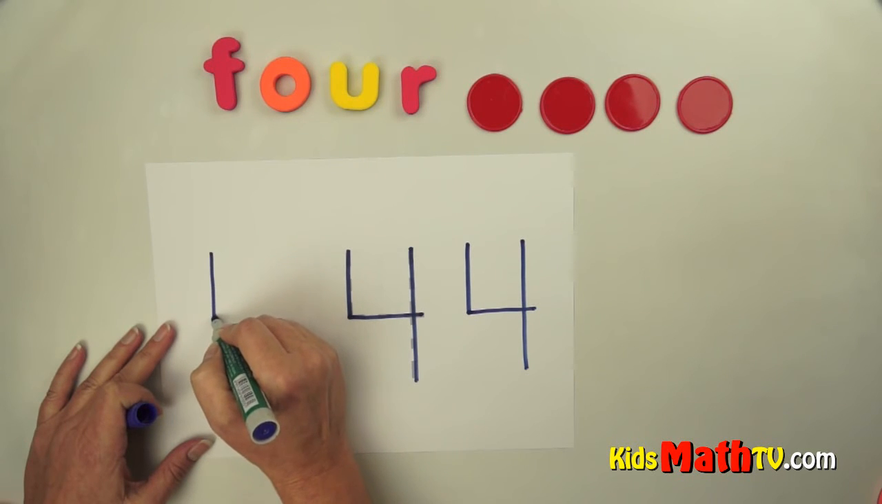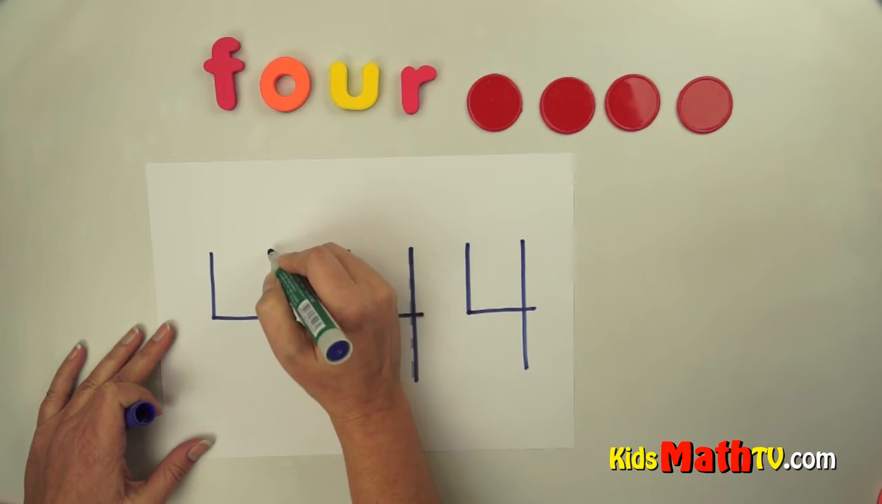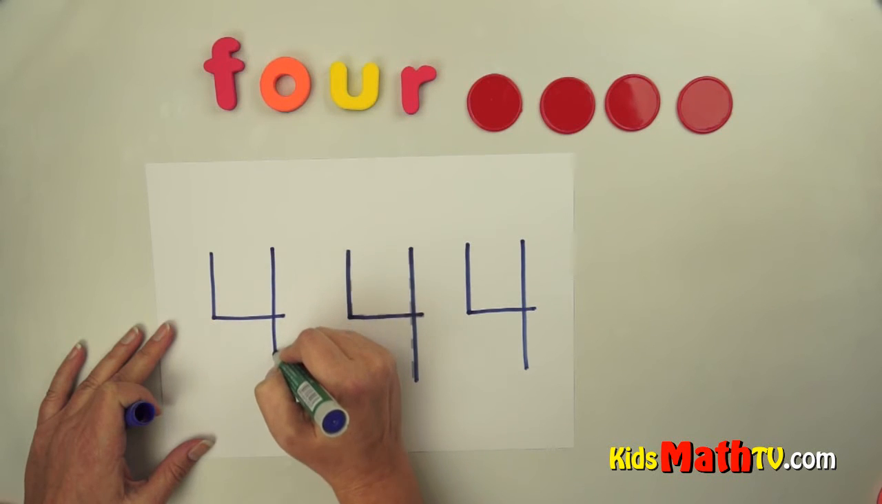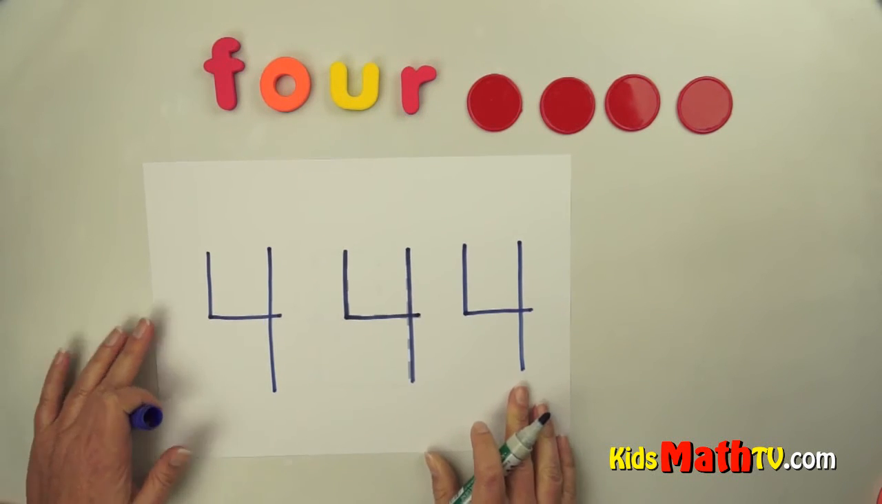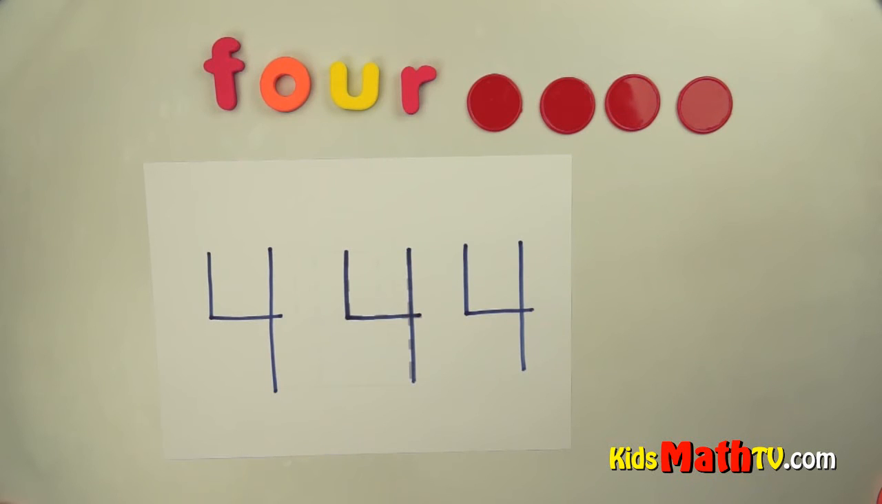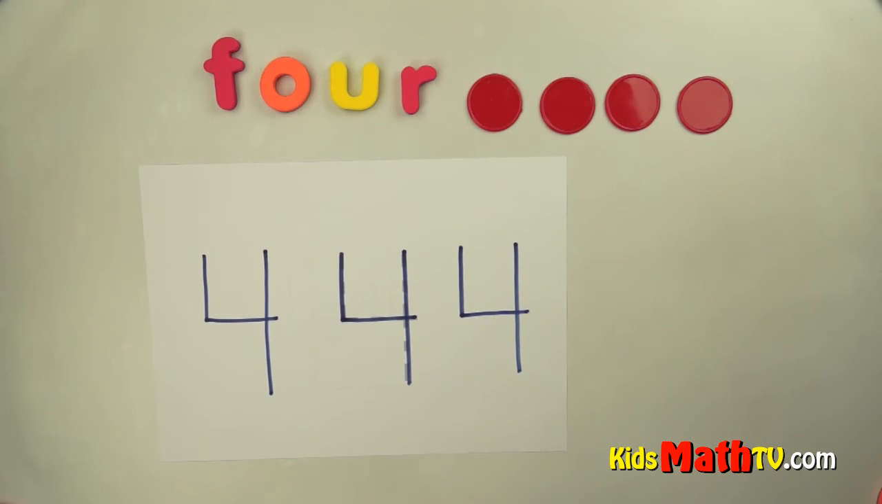Down to the middle, straight across, jump to the top, and go straight down. 4. That's how we write the number 4.